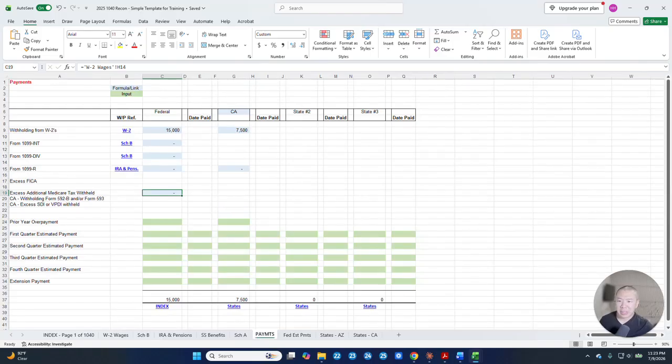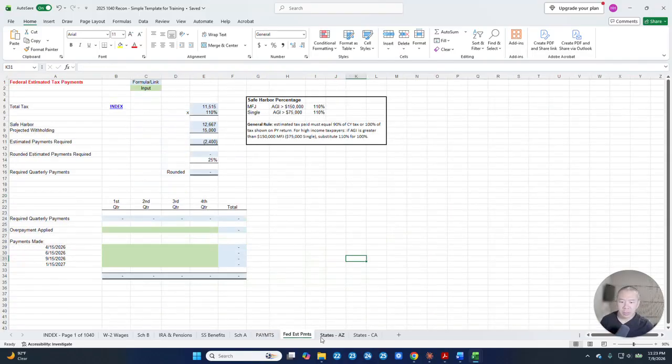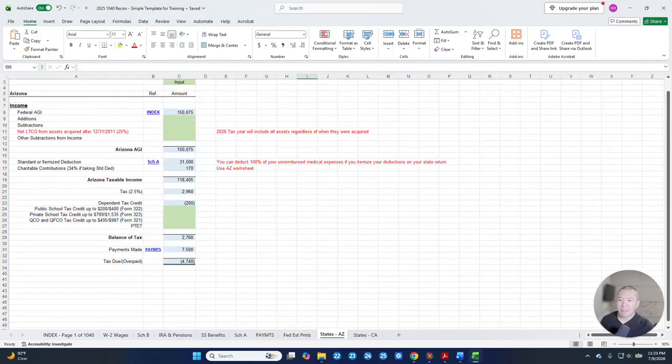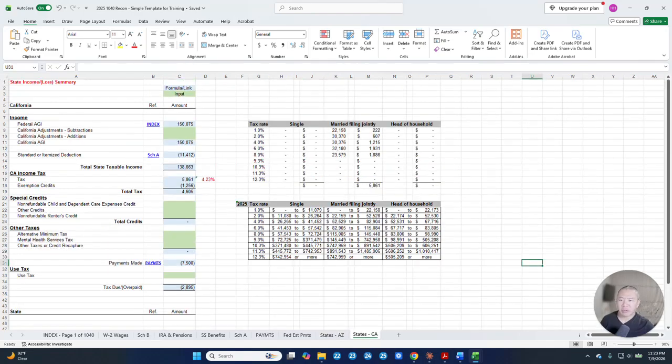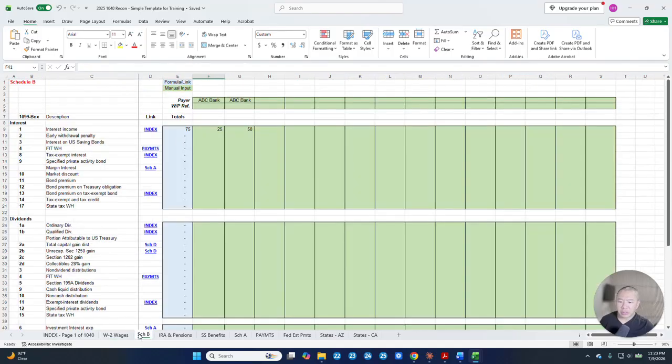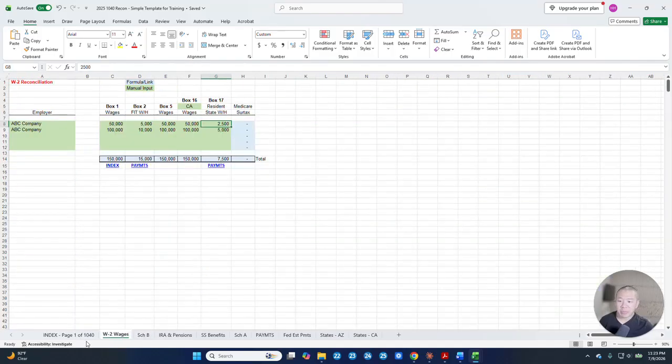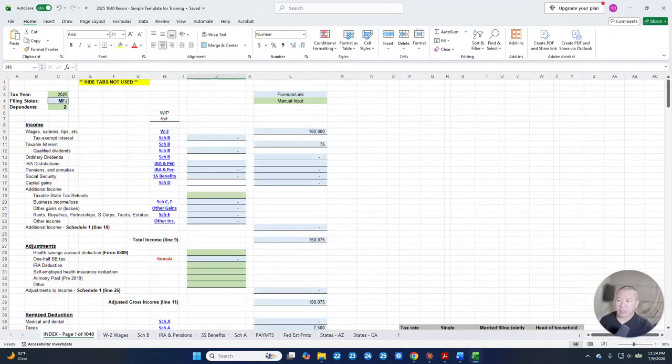This payments tab shows you what you paid for federal versus California. This one doesn't really matter. I don't know, I have it in there. This is if you did Arizona. So Arizona is pretty straightforward, but this one we're doing for California. So once you enter all that stuff in, so we had W-2 wages, interest, and that's it. So this is a pretty basic return. This also assumes this person married filing jointly, tax year is 2025, and they have 2 dependents.